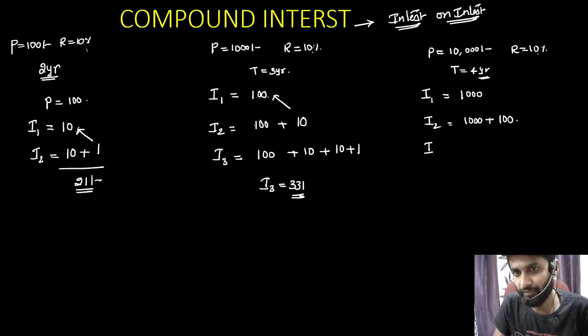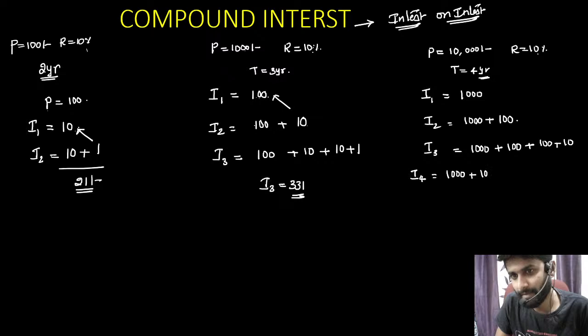If you want I3, write down the same value, 1,000 plus 100. Now you pay interest on the 100, which is 10% of 100, becoming 10. Again, if you want I4, take the same value, 1,000 plus 100 plus 100 plus 10.